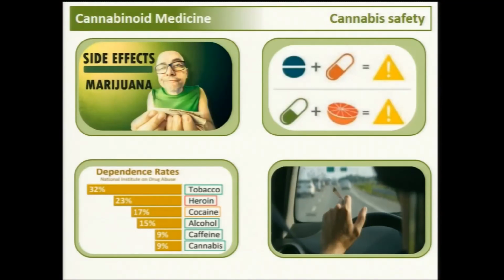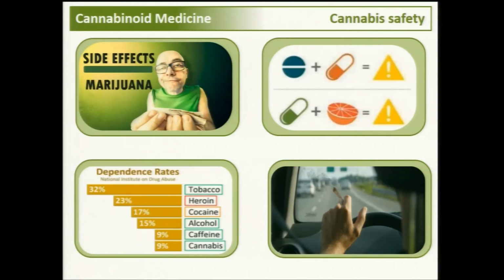Side effects. The classical side effect that we all know from cannabis is sedation. But sedation might be something that eventually you want to have. Also hallucinations. That's why certain cannabis products high in THC are not well indicated in patients with a history of schizophrenia or bipolar disorder, those with hallucinations, because eventually it might lead to more of those crises.